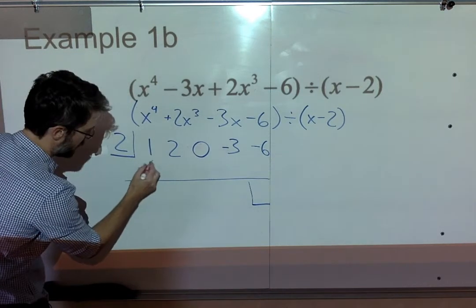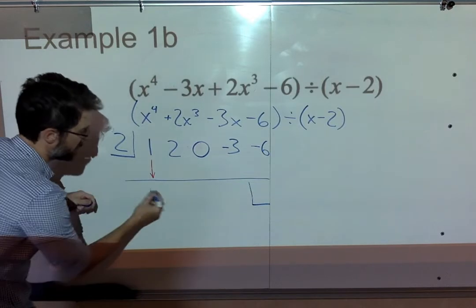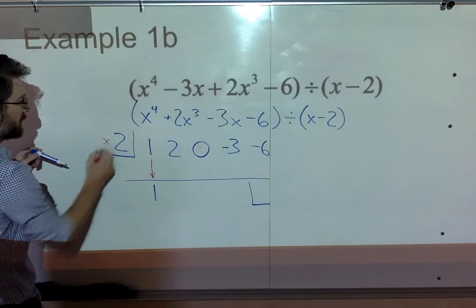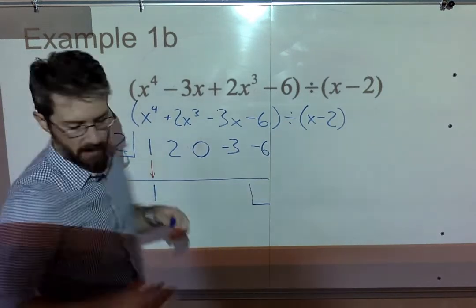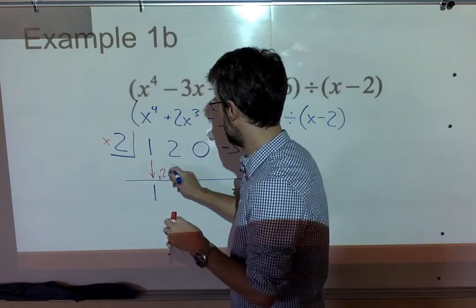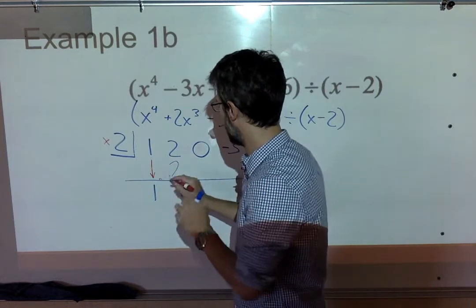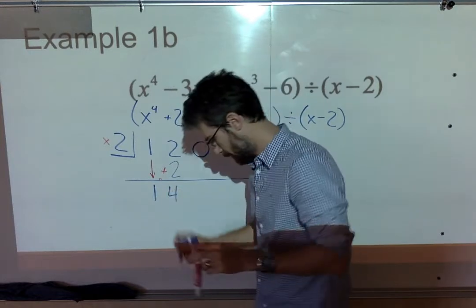Okay, so the 1, or whatever number is first, always just moves down here. Then we're always multiplying by this 2. Doesn't matter that that's a 2. This is the 2 we're multiplying by. So 1 times 2 is 2. Now we're adding vertically. 2 plus 2 is 4.